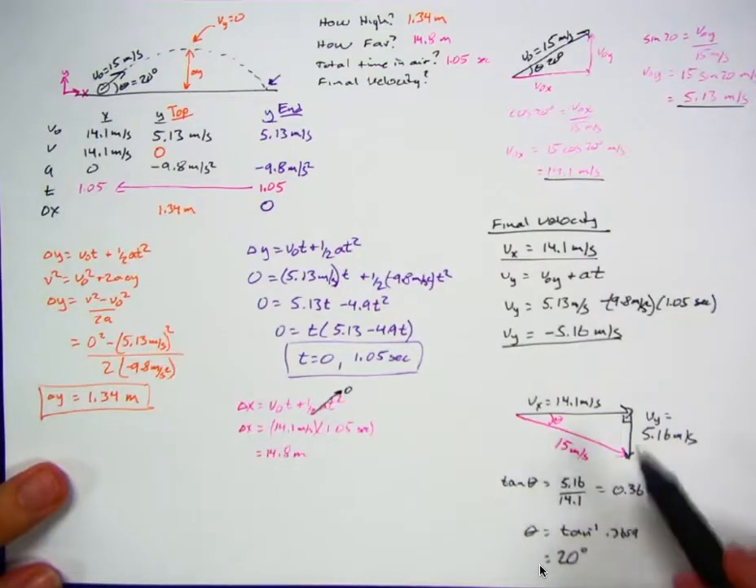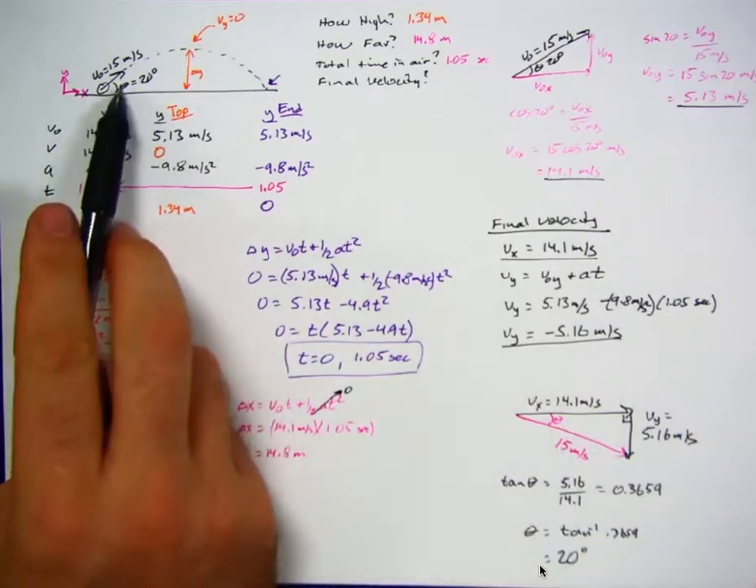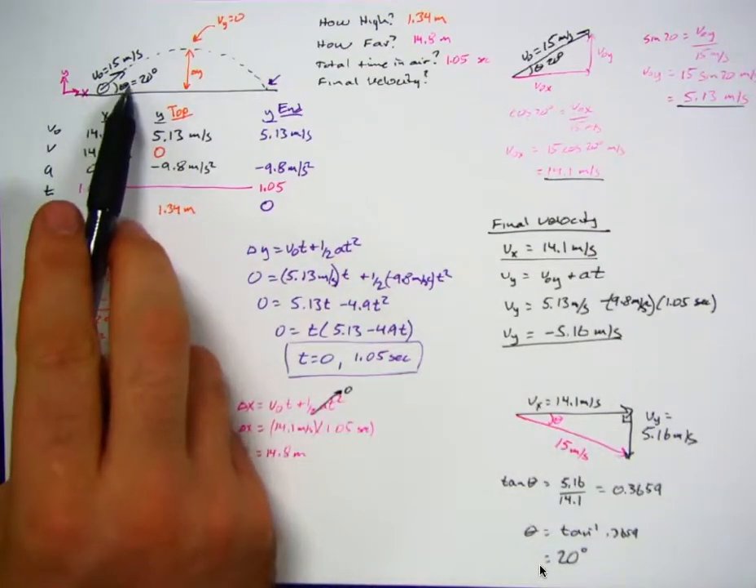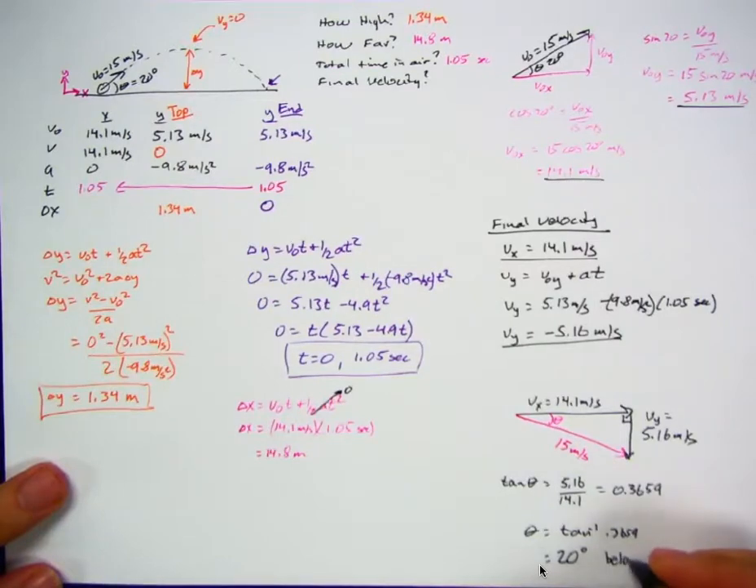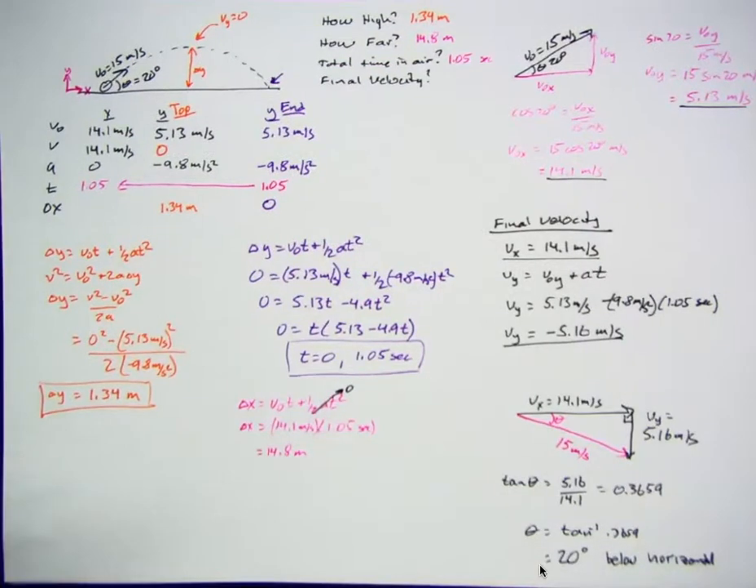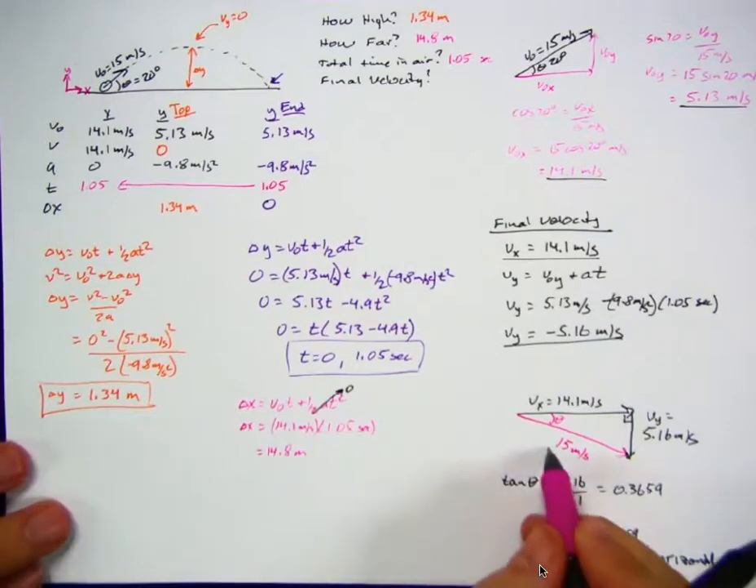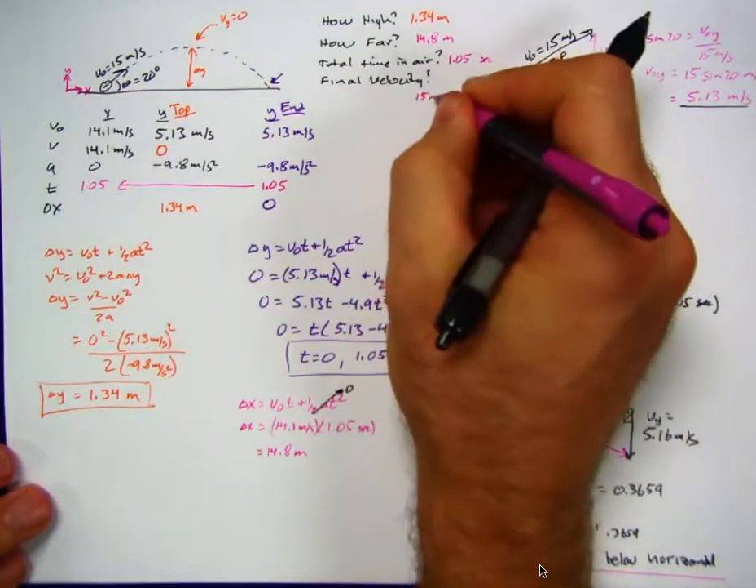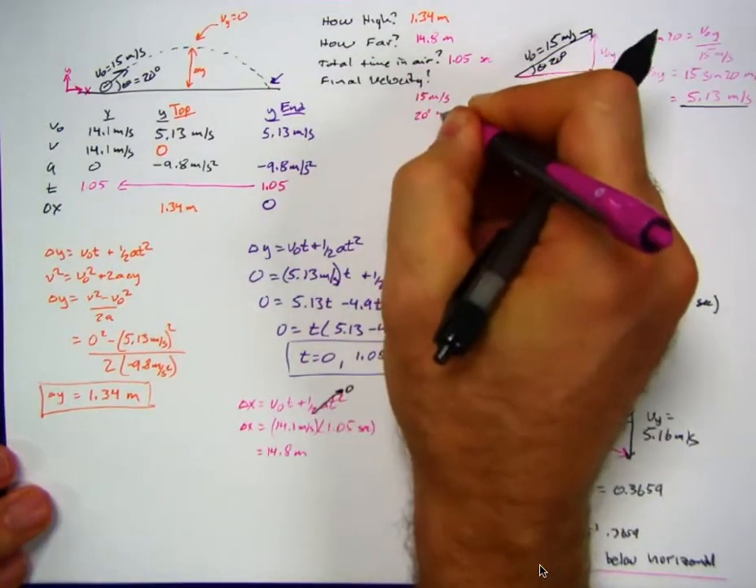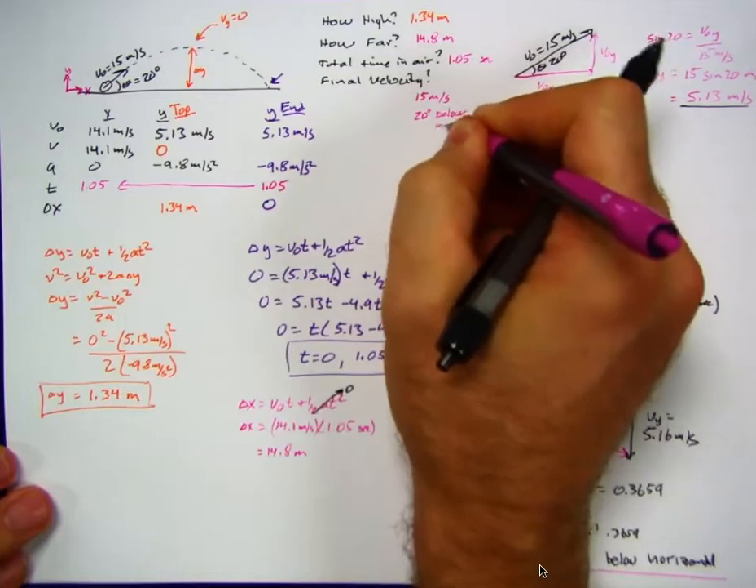So I'm going to say inverse tangent, and I end up with an angle of 20 degrees. And 20 degrees, how is that different than this 20 degrees? Well, based on my picture, this 20 degrees at the beginning was 20 degrees above the horizontal. This 20 degrees here is 20 degrees below the horizontal. So I might say that just to be explicit, below the horizontal or below the ground level. So the final velocity would then be 15 meters per second, 20 degrees below the horizontal. So I'll just write that up here. 15 meters per second, 20 degrees below horizontal.